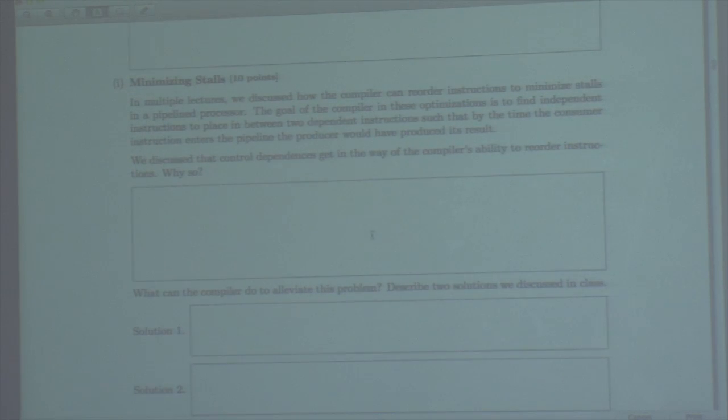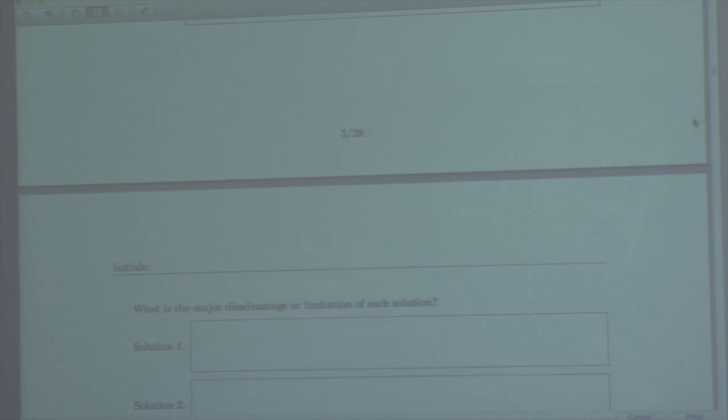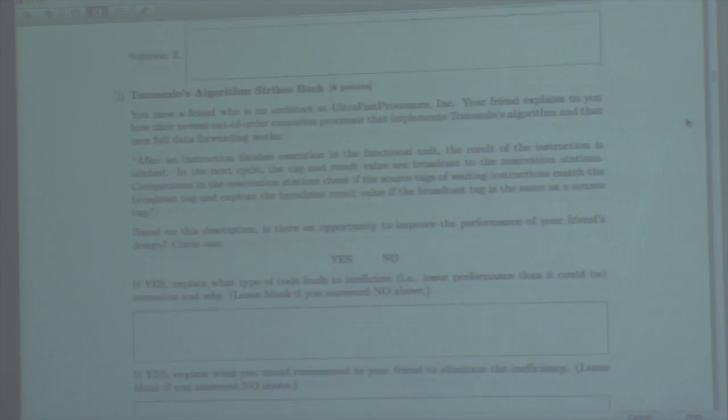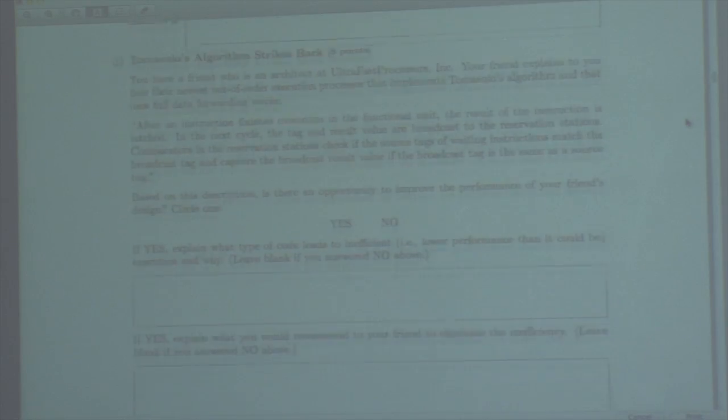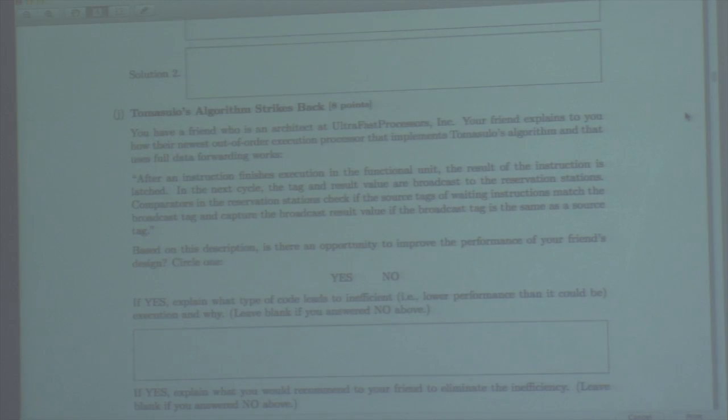Okay, minimizing stalls. These are all the concepts that we've covered. So definitely expect to get similar kinds of questions in the exam. Like Tomasulo's algorithm strikes back. Wow. That was Tomasulo's algorithm also.